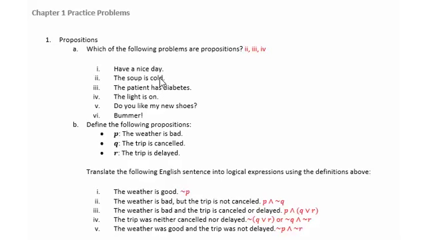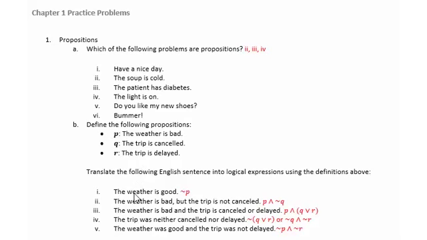The soup is cold, that can be either true or false. Patient has diabetes, true or false. Light is on, true or false. The other statements here, the question, exclamation, they're not going to be propositions. So just 2, 3, and 4 for part A.